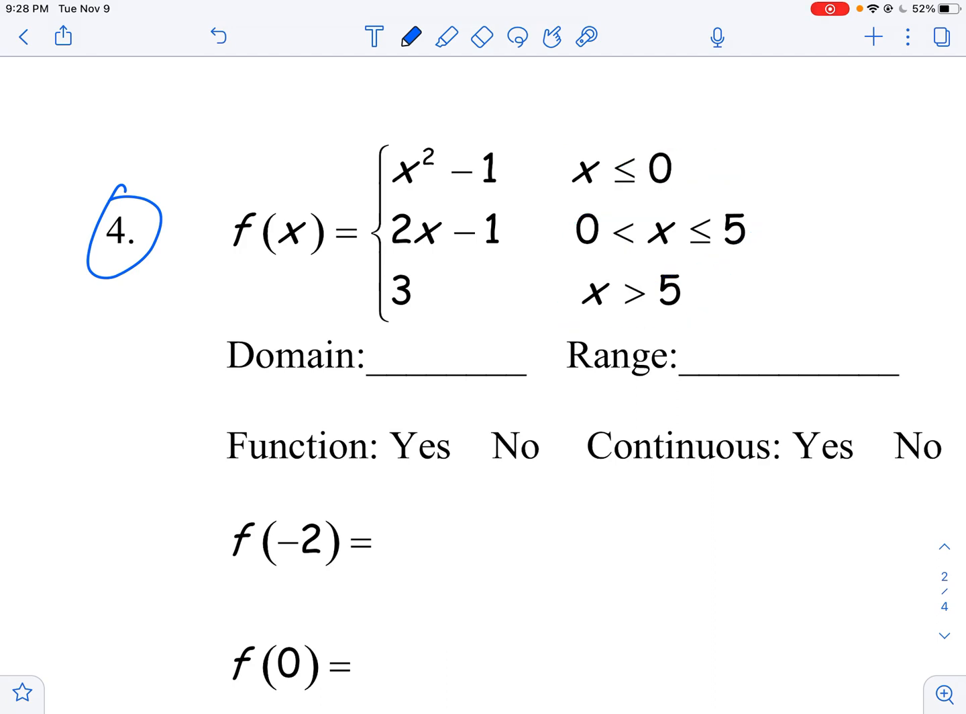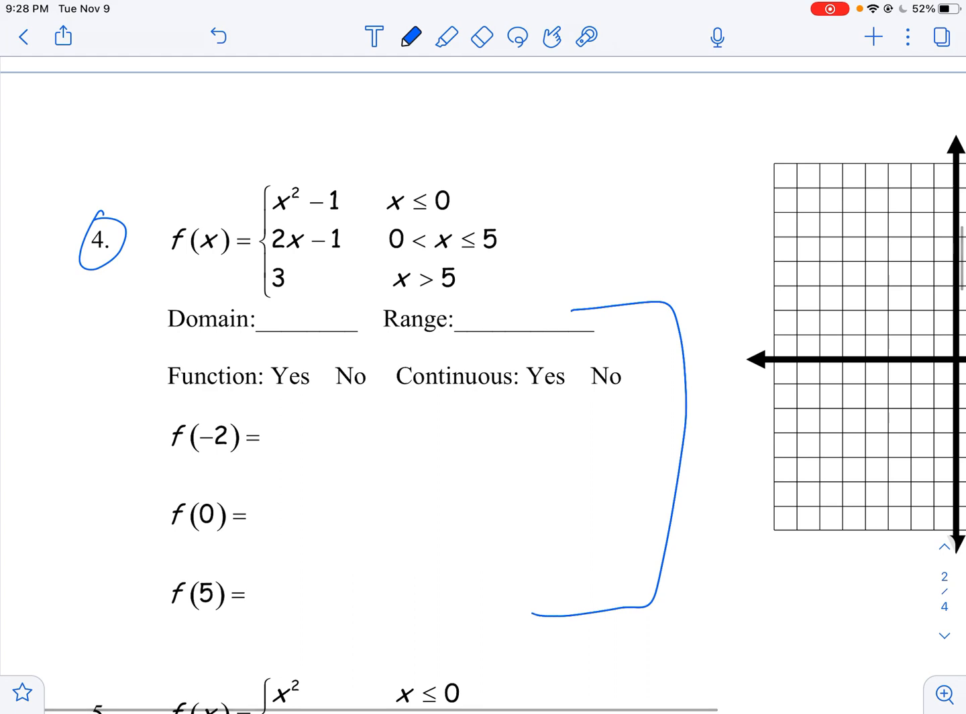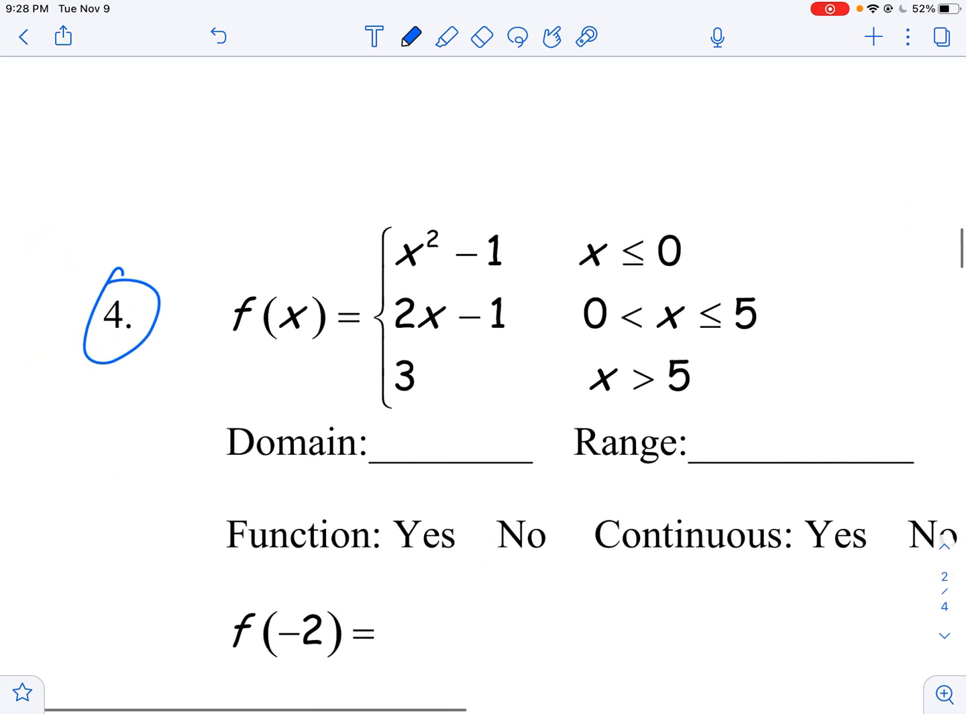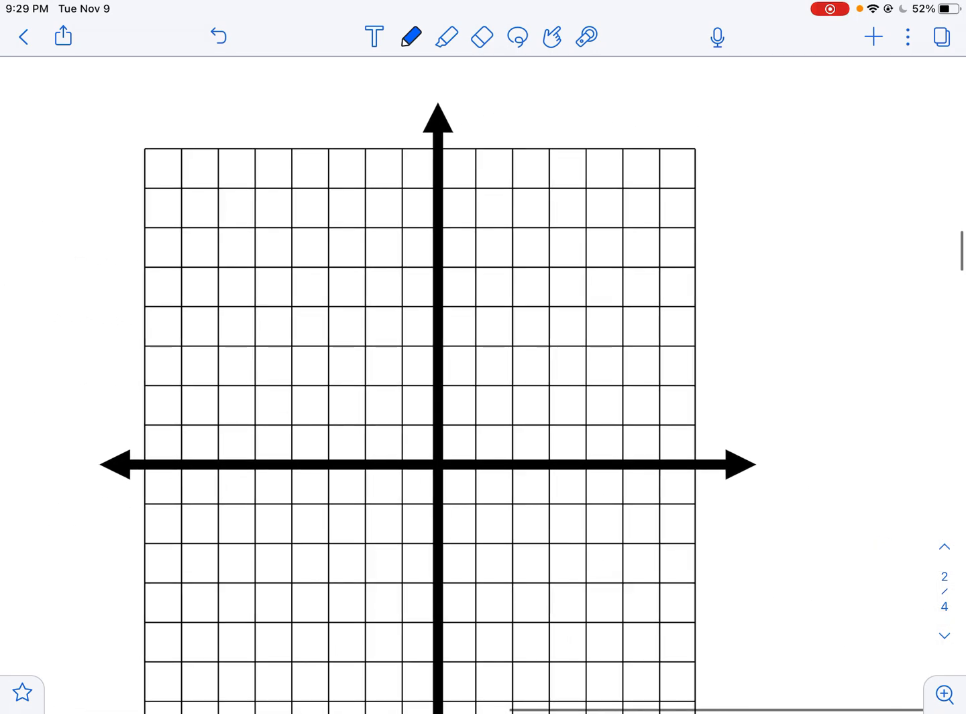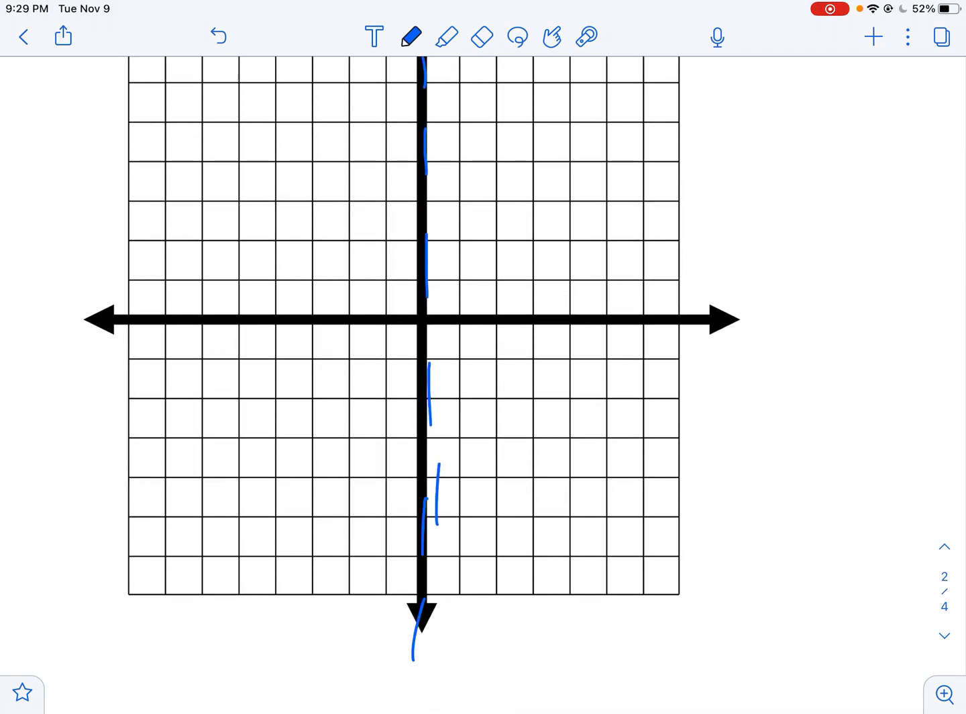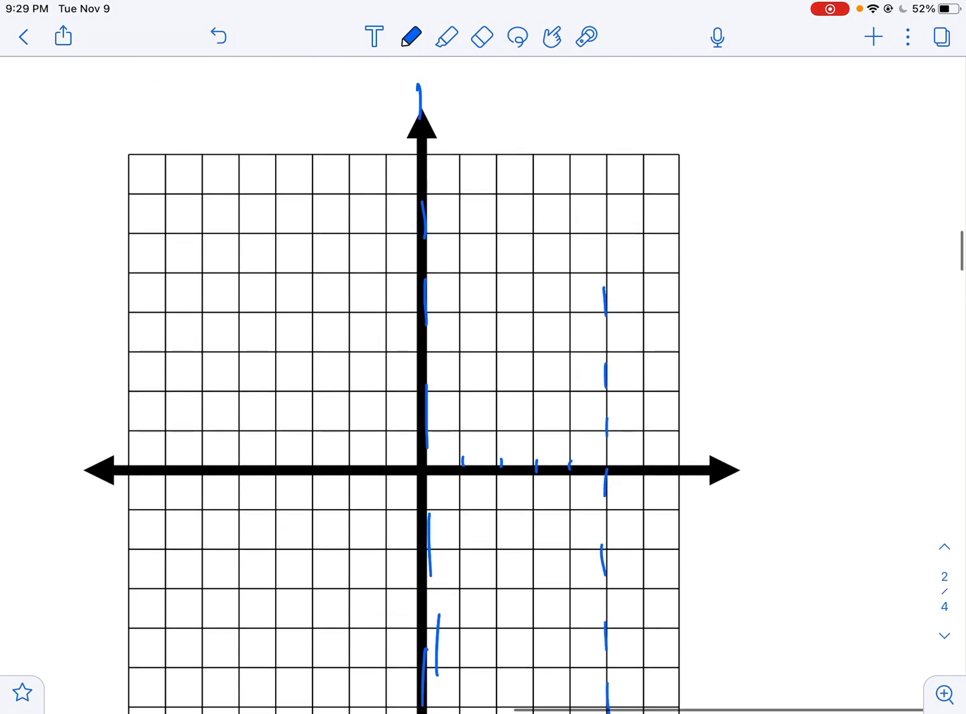Let's actually walk through this one. We're not going to do this part just for the sake of time, but let's walk through this one. First things first, I'm going to split up my graph into the different sections. It's changing when x is 0, and it's changing when x is 5. So it's split at x equals 0, which happens to be the y-axis. And I'll come over to 5, 1, 2, 3, 5, and it's going to change here at x equals 5.